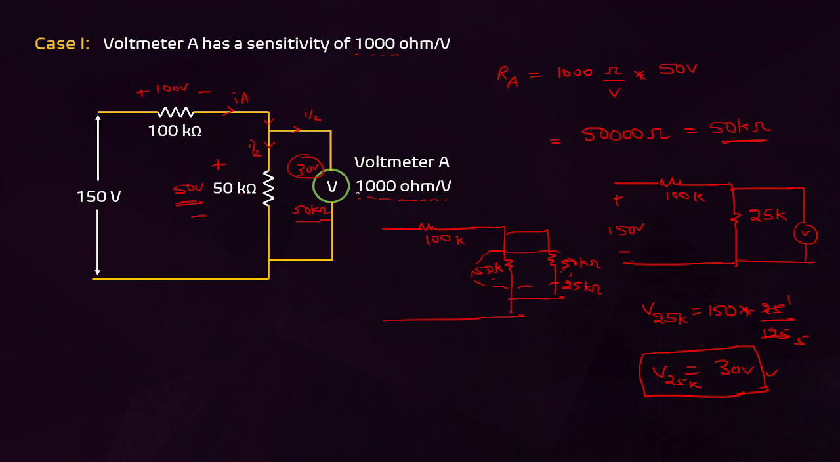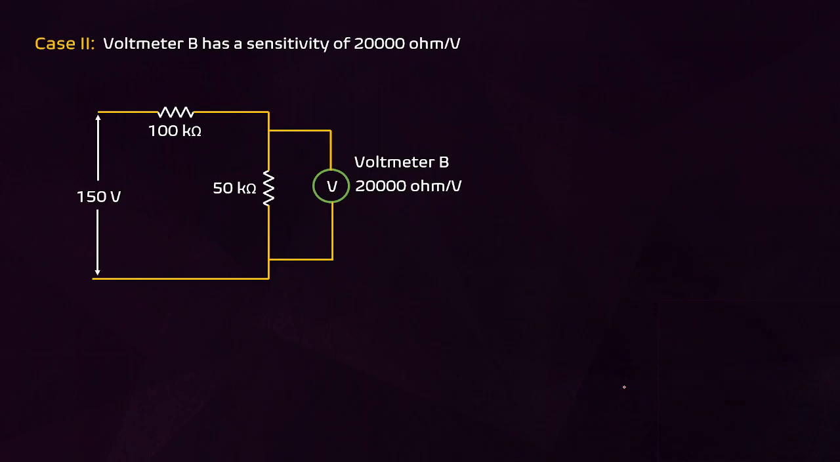This is the concept of dividing currents. This is just a concept. Since they are in parallel and equal resistances are there, current will divide equally. That is what I said just now. Fine. In case 1, for the 1000 ohm per volt sensitivity voltmeter, we got the voltage across the 50k ohm as 30 volt.